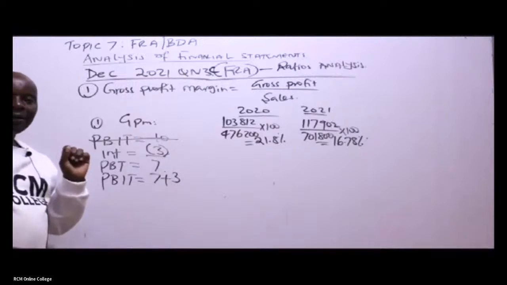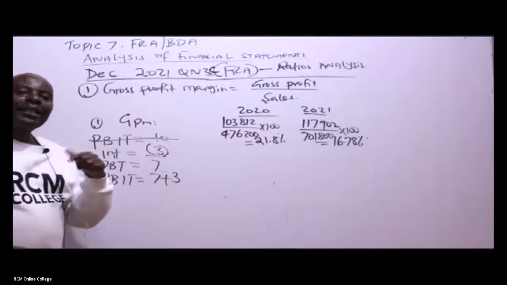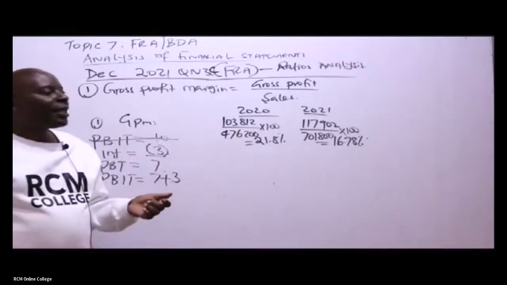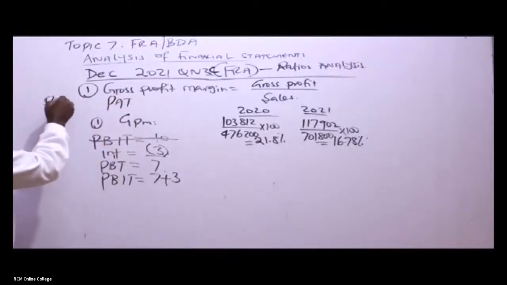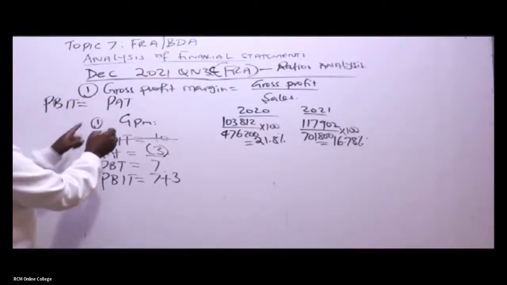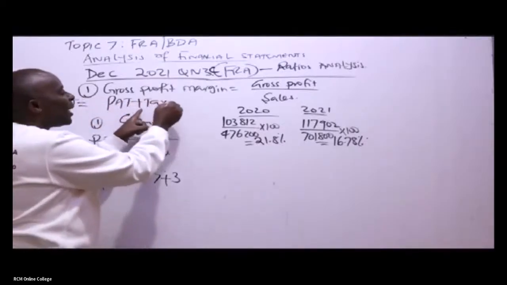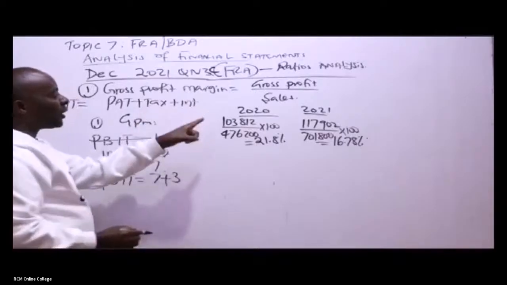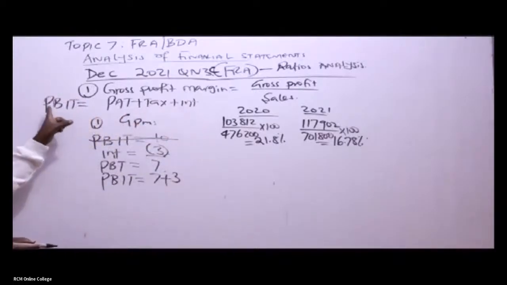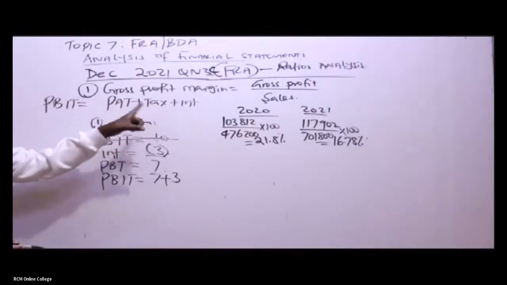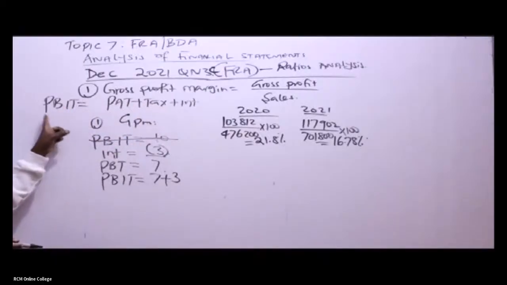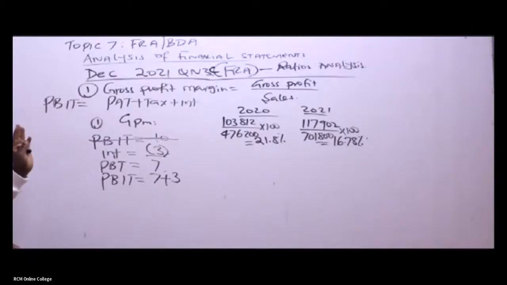10. And at times they even give you profit after tax. If they give you profit after tax and you want to get PBIT, what do you do? You will add back tax, and then you add back interest. Because this is profit before interest and tax, you add back tax and you add back interest to get this PBIT. It's a very easy concept, really.